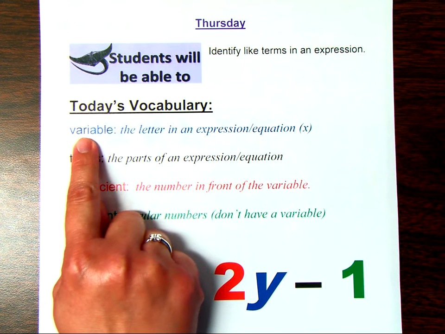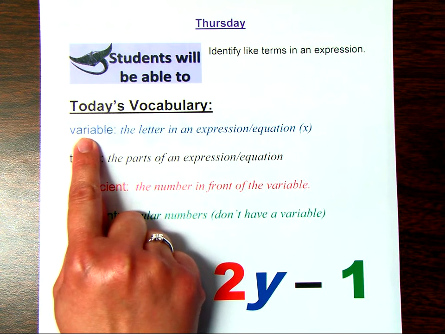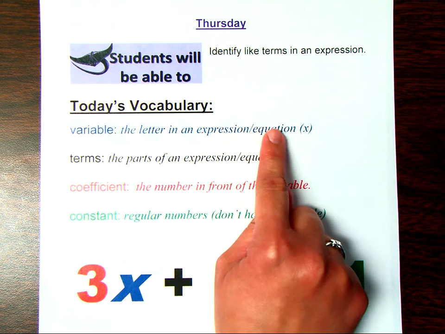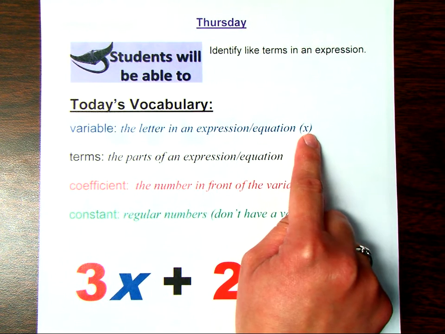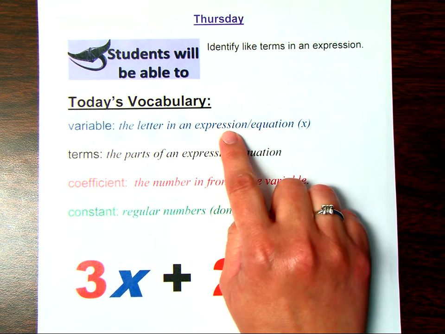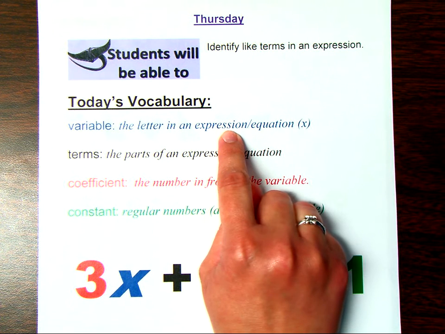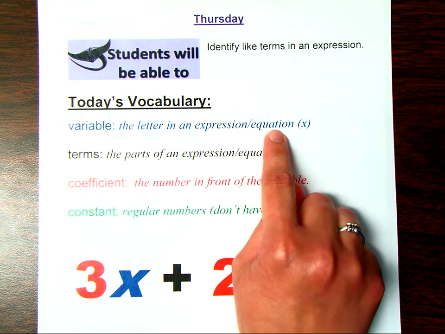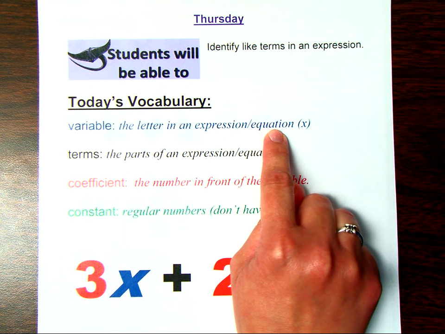The first one we have is variable, and that is the letter in an expression or an equation. And a lot of times we see the letter X when we're solving, but it could be any letter. Remember, the variable is going to be the unknown, and that's usually what we're solving for. So remember, an expression is something like 2x, where there's no equal sign. An equation is 2x equals 10.